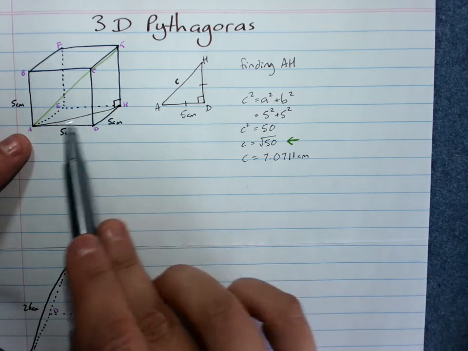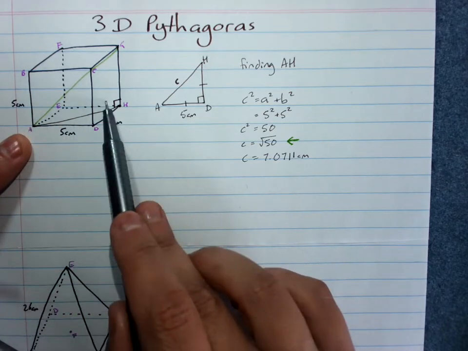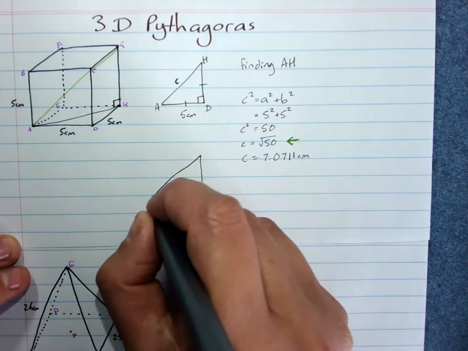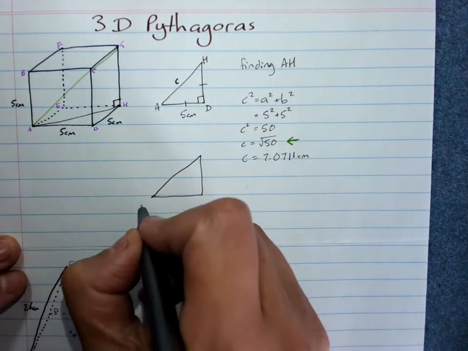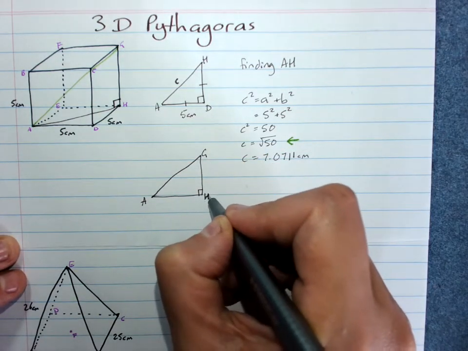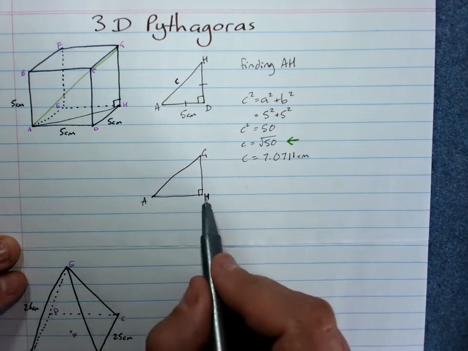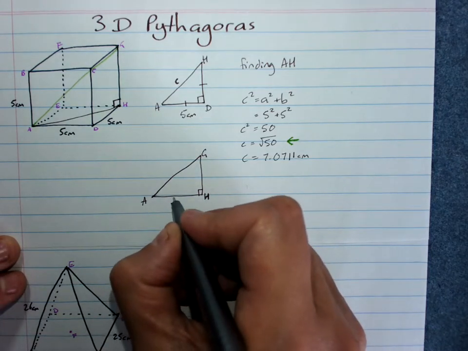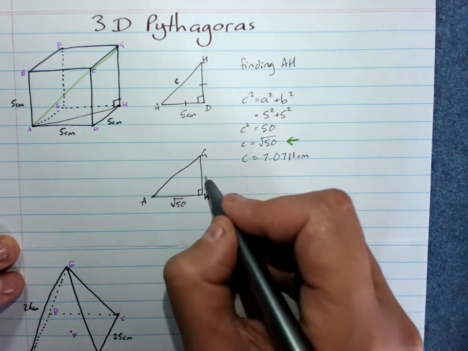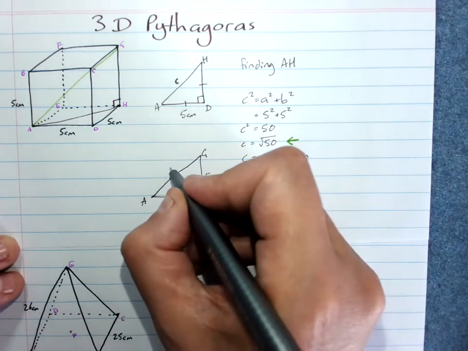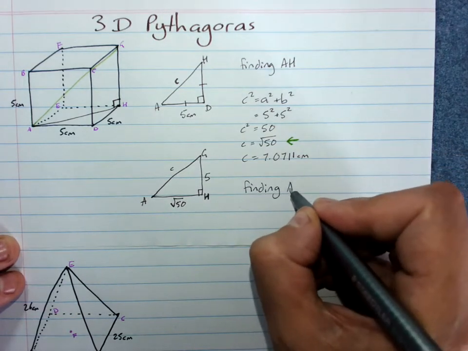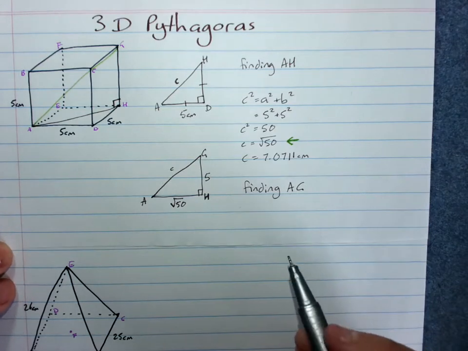So now I've got this length along here. I'm going to redraw this triangle. It's the one I actually care about. And this is AGH. It's a right-angled triangle there. And I just found AH. So this is the square root of 50. GH is 5, and this is what I'm after here. So my next step is finding AG, which is the side I really wanted.